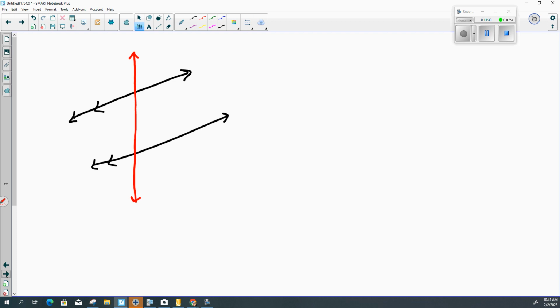Okay, so if I tell you that this is x, fill in your x's and o's. X's are equal, o's are equal. X plus o is 180.